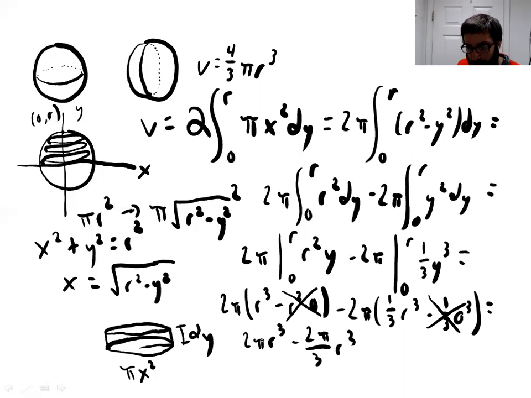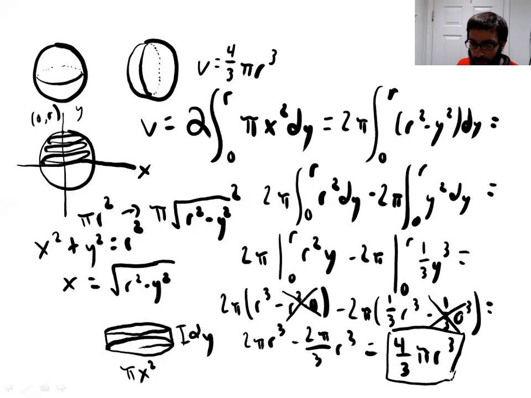Well, 2 pi is the same as 6 pi over 3. So 6/3 pi minus 2/3 pi gets you, lo and behold, 4/3 pi r cubed. And so that is your proof using calculus of how to calculate the volume of a sphere by adding up a bunch of circles.